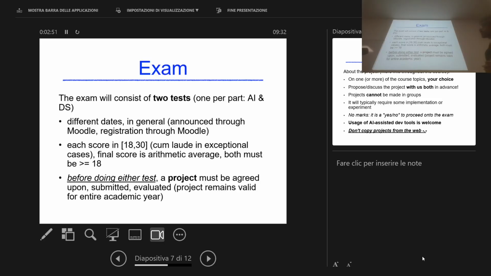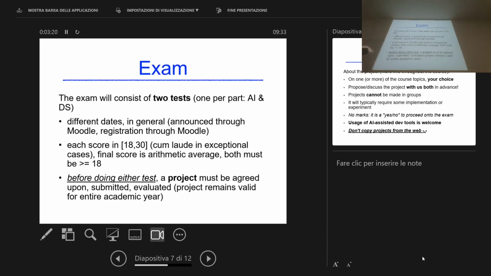Before registering for an interview, or better, before showing up for the interview part of the exam, you need to submit a project. A small project that you do individually, so we don't allow group projects by rule. If you want to do a group project, you have to motivate it and we have to agree that you can do the project as a group. Otherwise, it's individual.